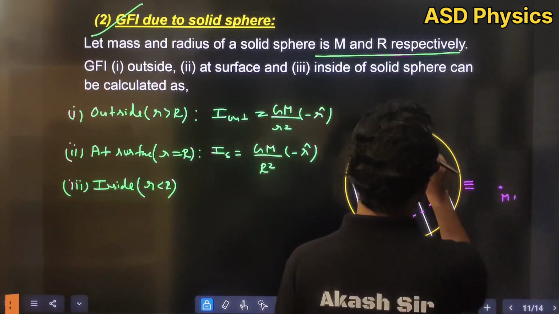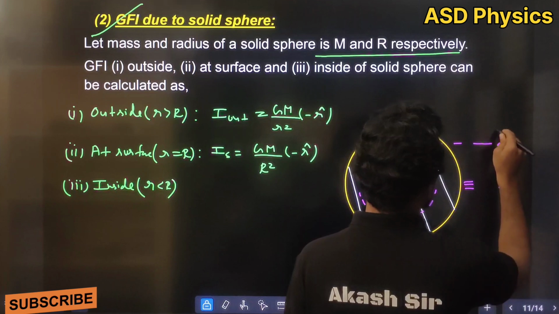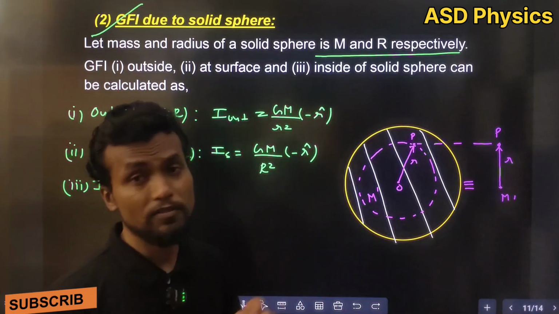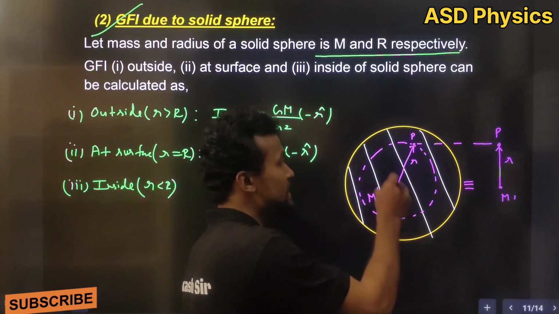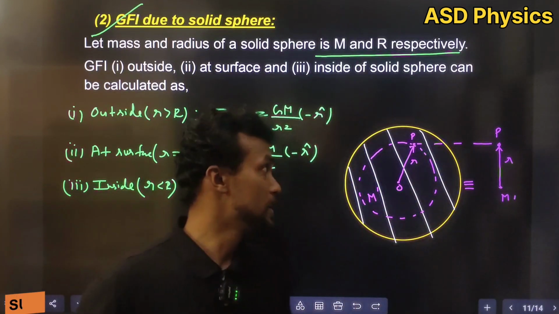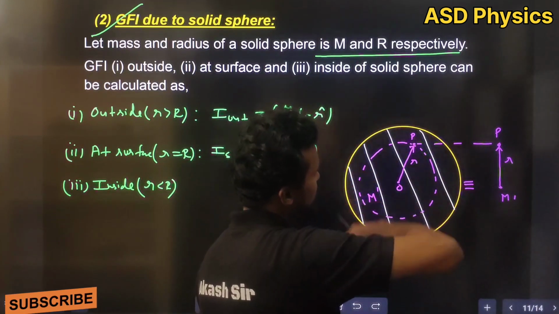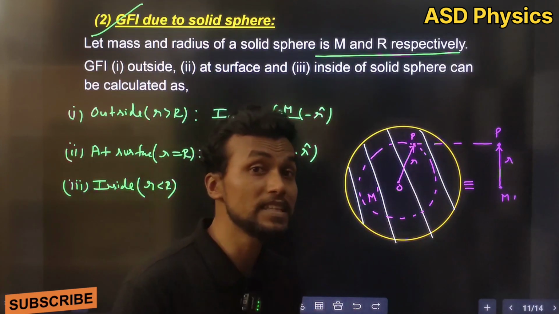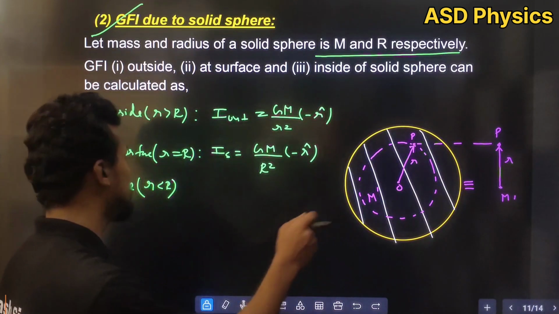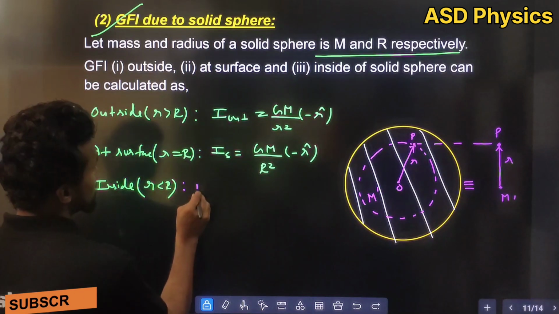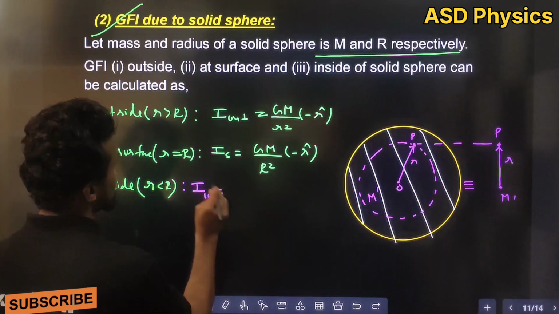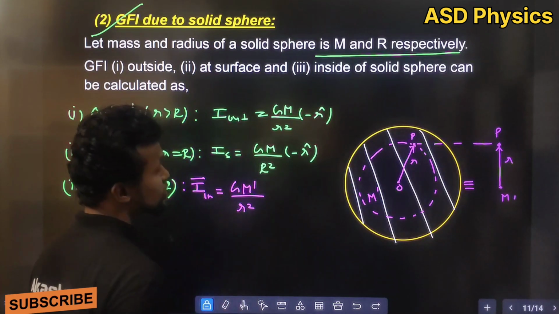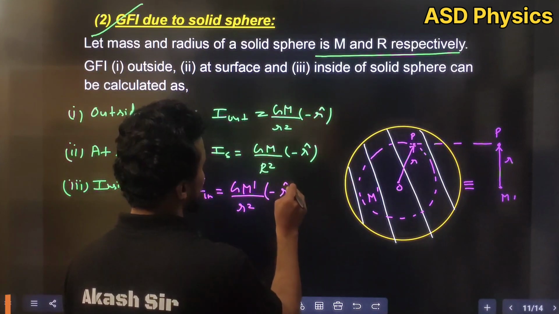And see this distance, how much is this distance here? This distance is small r here. And again, I am telling you, the GFI at point P will be due to the inner mass, this pink colored mass. But if you talk about the outer shell, due to the outer shell there is no GFI. This concept you have learned in acceleration due to gravity, for inside, due to depth. Now, students, inside, this GFI is given here. I in is equal to GM dash by r square, and here minus r cap.